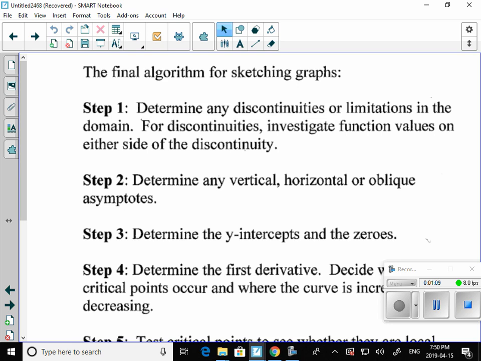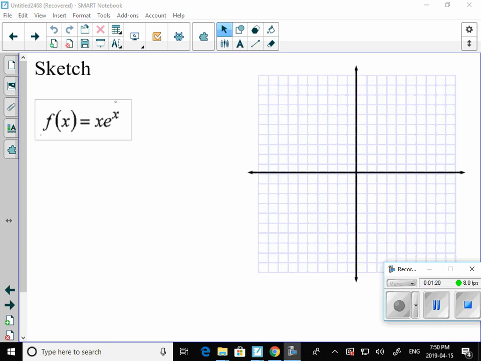And the order in this is rather deliberate as well. So you can use this as a template, or you can change it up a little bit, but we need all the pieces in order to sketch curves well. I will continue to refer back to that algorithm sheet. And so this is the order we're going to do it in today. Step 1 is we're going to look for discontinuities.